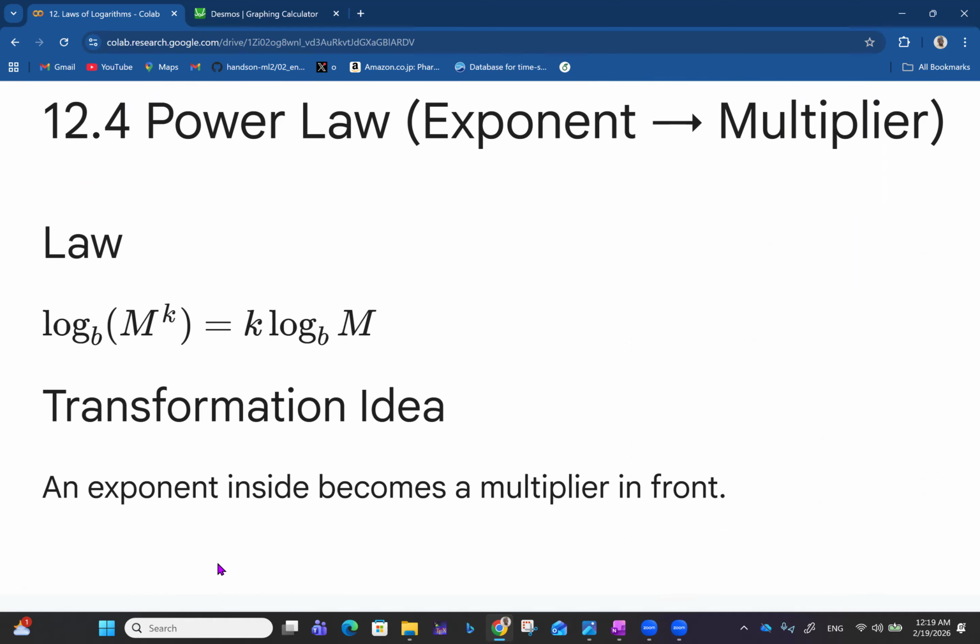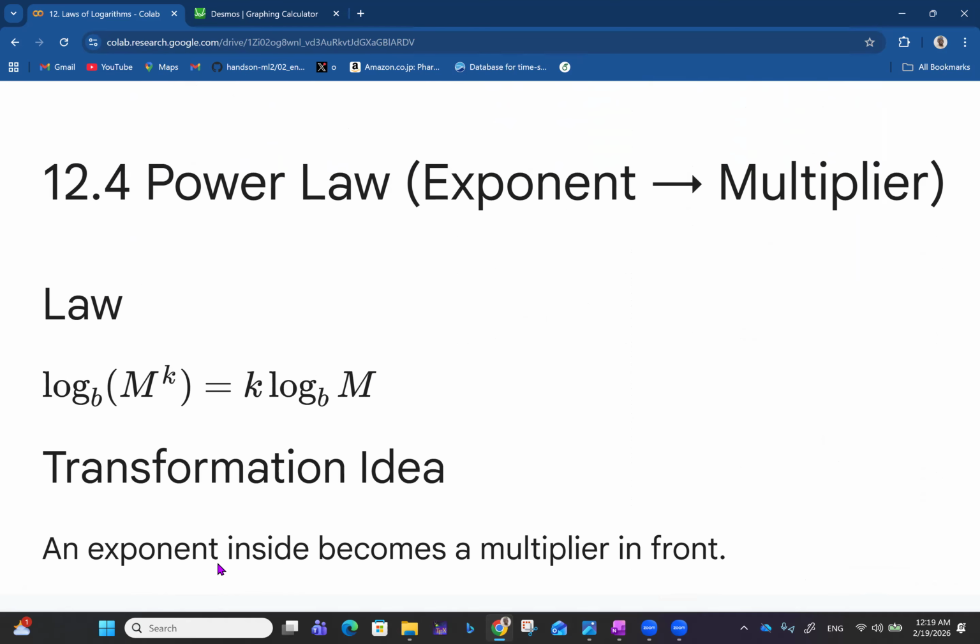Now, this is the law I've been waiting for the longest, because we've come across several scenarios where we can use this. So if you have the log of m raised to a particular power k to the base b, then k comes back to multiply the expression. So this k, which is the power, comes to multiply log m to base b. So this power law converts an exponent inside the logarithm to a multiplier of the logarithm. The transformation idea is that an exponent inside becomes a multiplier in front.